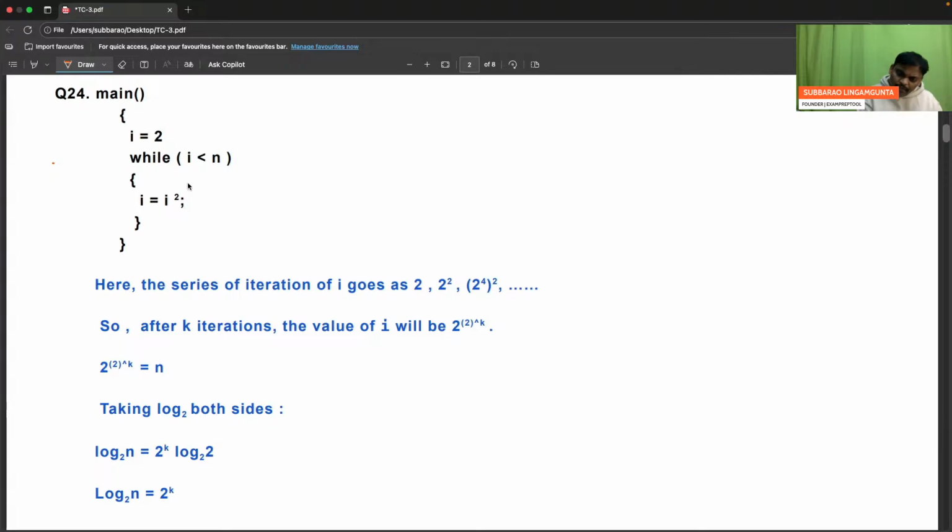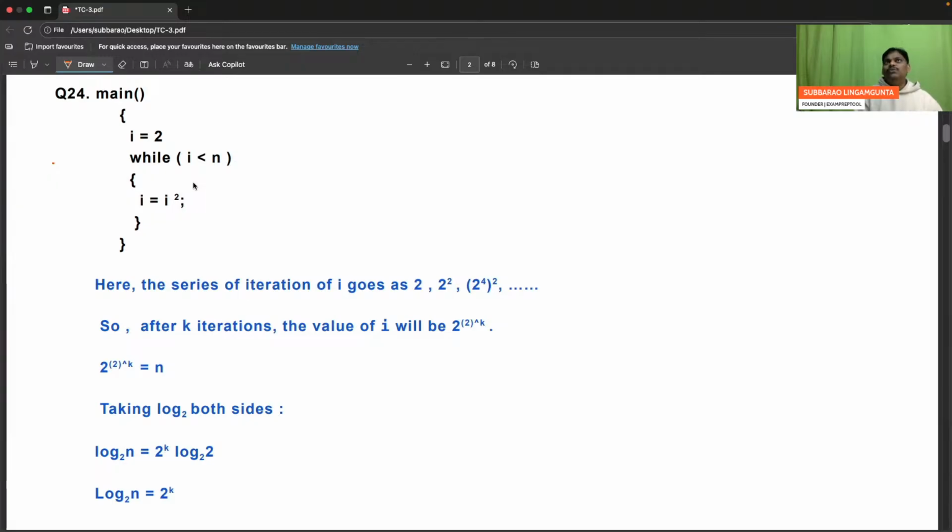Every time, previously it was 2 into i. Now it is i power 2. I think it is incrementing much faster. If it were always into 2, into 2, into 2, it became log n base 2. But it is not into 2. With i power 2, the value will increase much more.